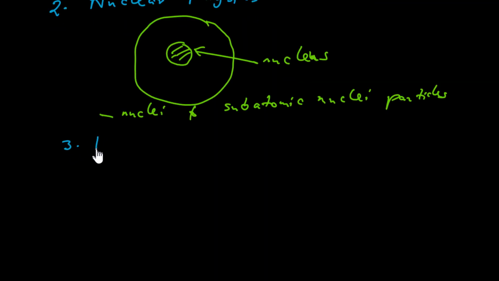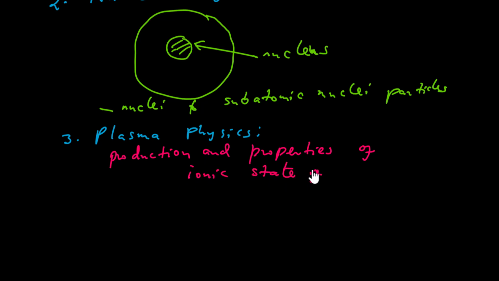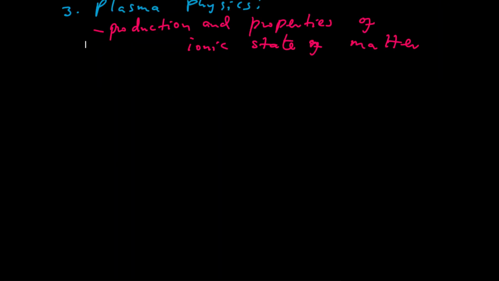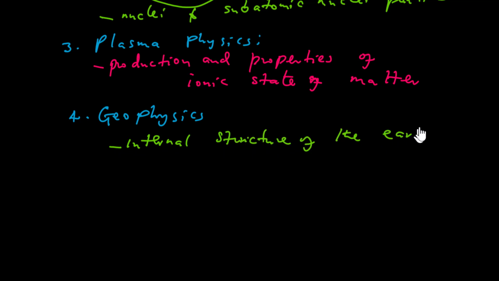The third branch of physics that falls under modern physics is plasma physics. Plasma physics is the study of production and properties of the ionic state of matter. The fourth branch of physics under modern physics is geophysics. Geophysics is the study of the internal structure of the earth.